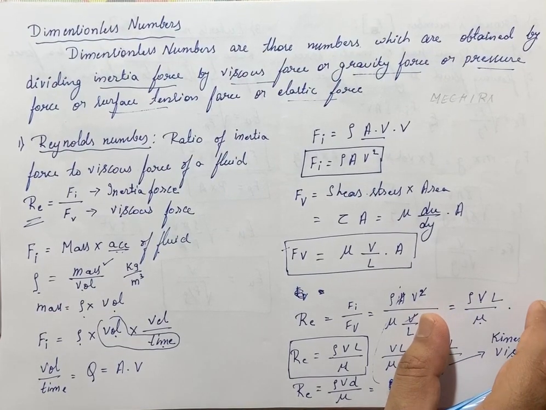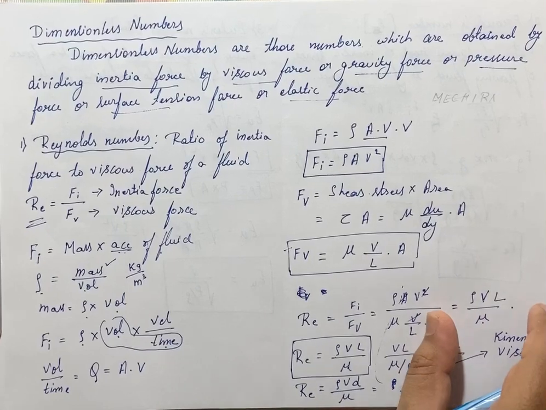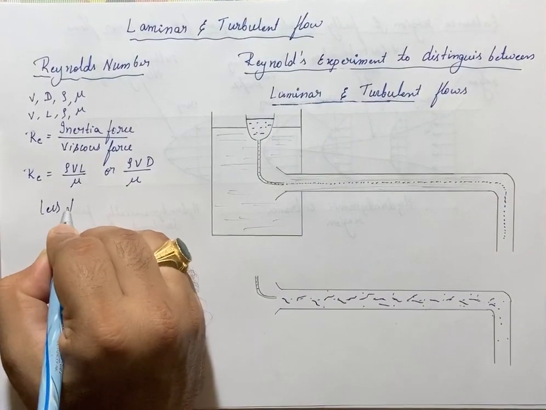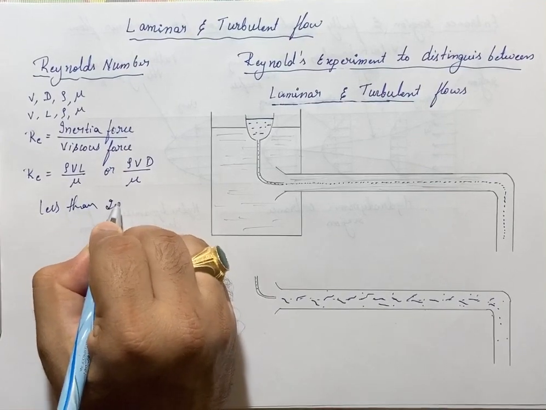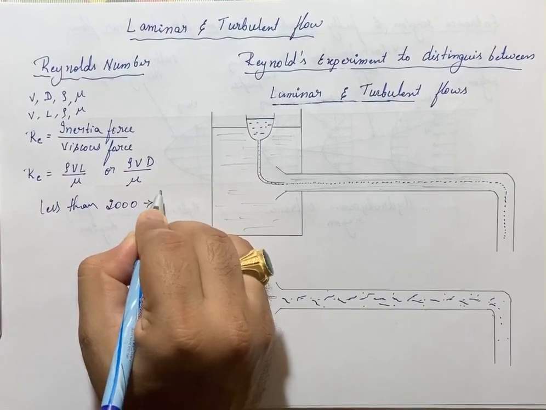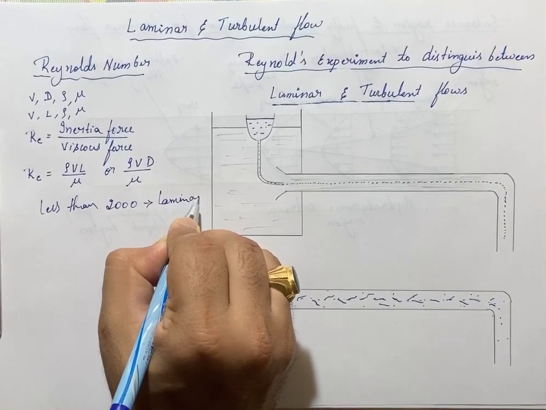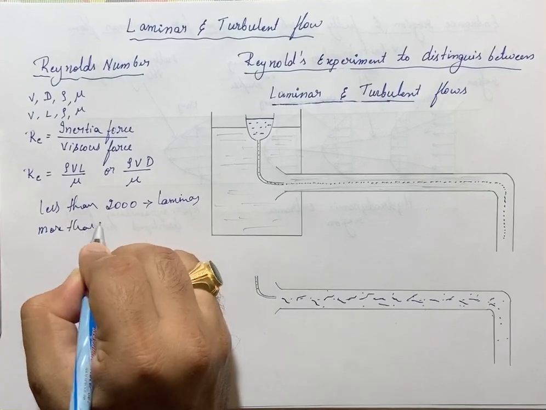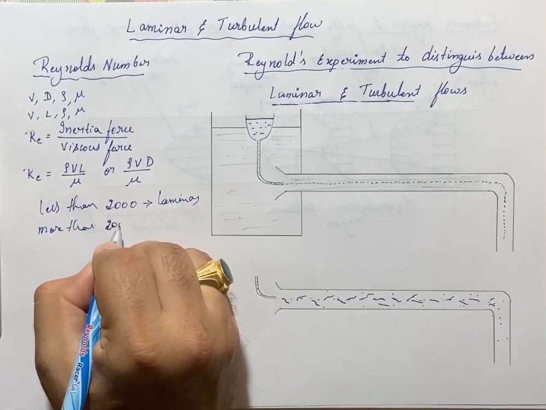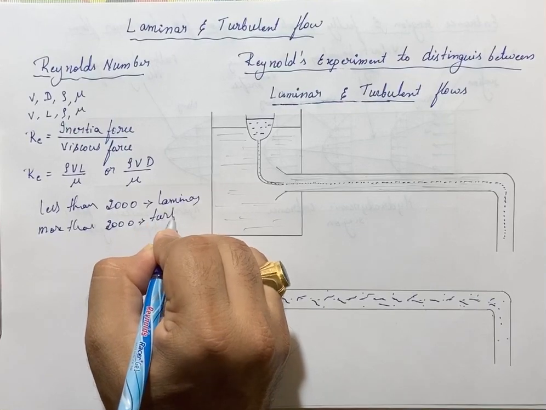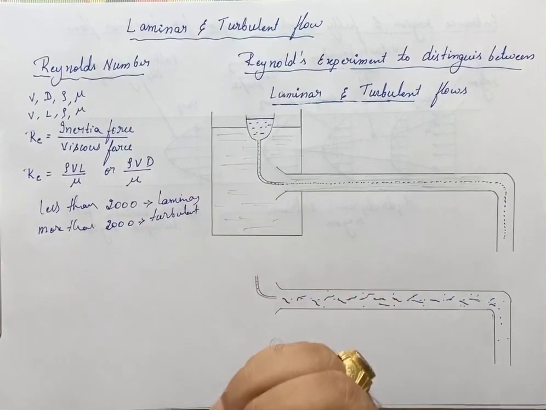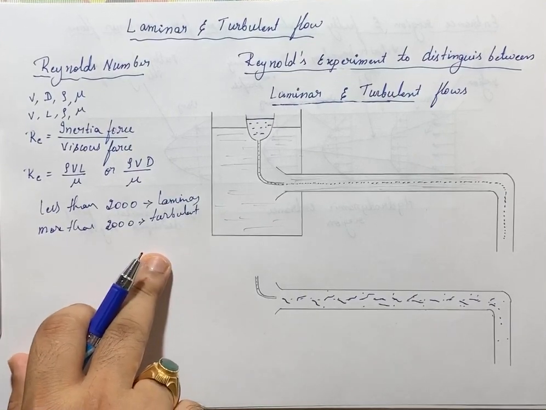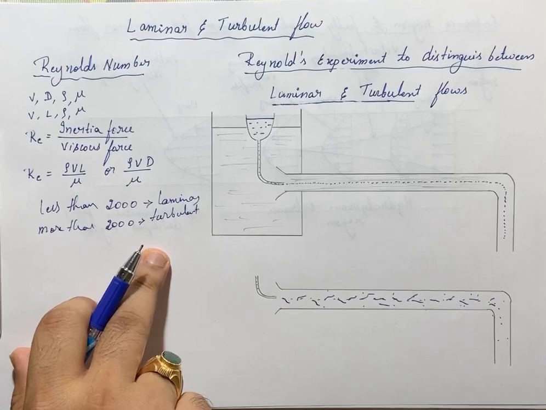Now, when the Reynolds number is less than 2000, then we call the flow laminar. When the Reynolds number is more than 2000, we take it as turbulent. This is how we differentiate whether the flow is laminar or turbulent, with respect to the pipe flow here.